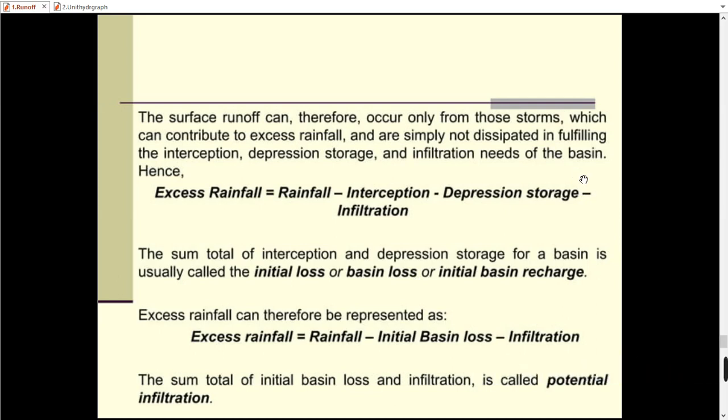The surface runoff can therefore occur only from those storms which contribute to excess rainfall and are not dissipated in fulfilling the interception, depression storage and infiltration needs of the basin. Basin means what? What is a basin? Not a plate. Drainage basin.